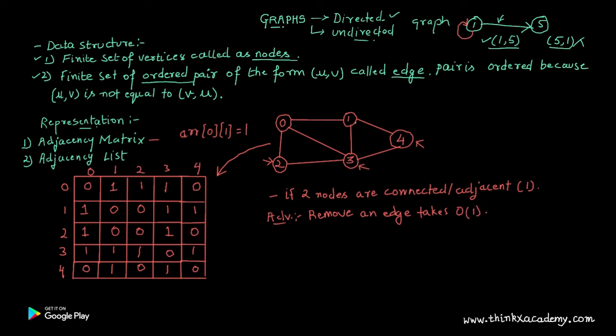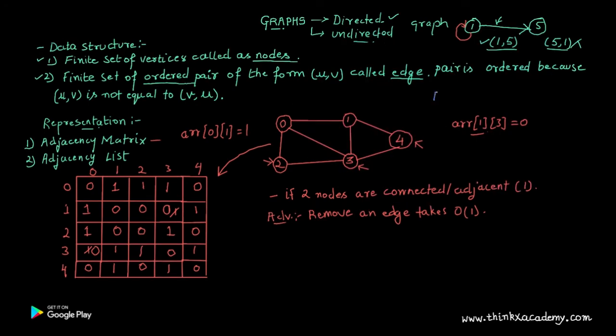So let's suppose I want to remove the connection between 1 and 3. What I am just going to do is mark the position 1 comma 3 as 0. So this will be marked as 0 instead of 1, and 3 comma 1, which is here, I will again mark as 0. So it takes only one access, only this access, to remove the edge. So this is a main advantage of using an adjacency matrix. You can actually remove a relationship between two nodes. So let's take the example of Facebook.